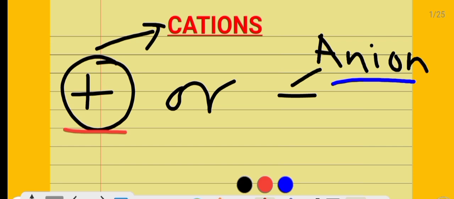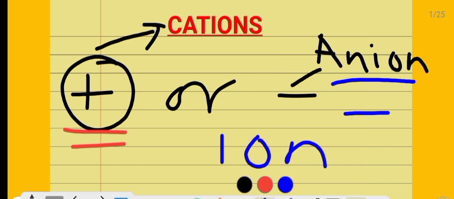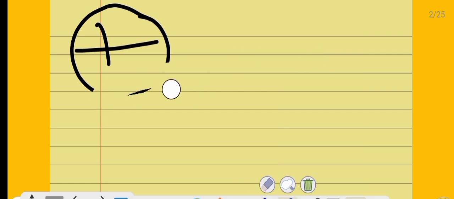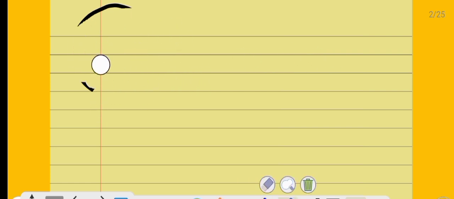Basically, an ion is a charged particle. When you say an ion, you have not specified whether you're talking about something that is positively charged or something that is negatively charged. It's just an ion. Cations are positively charged. Anions, however you love to pronounce them, are negatively charged.